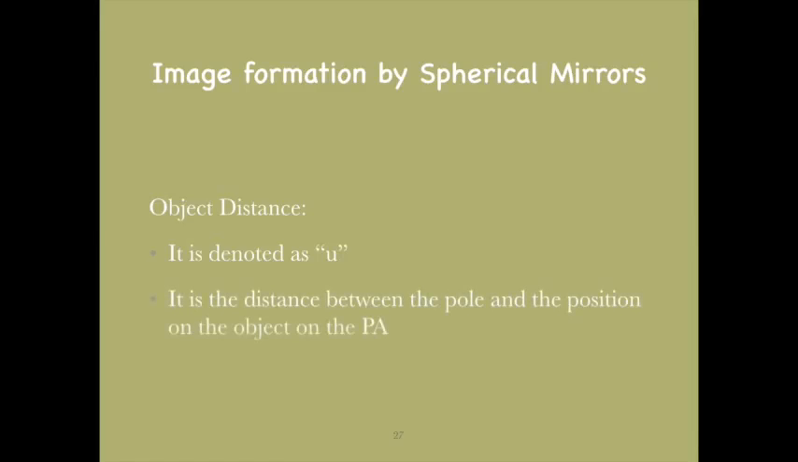Now let's know what object distance is. This is denoted by a small u, and it is the distance between the pole and the position of the object on the principal axis.